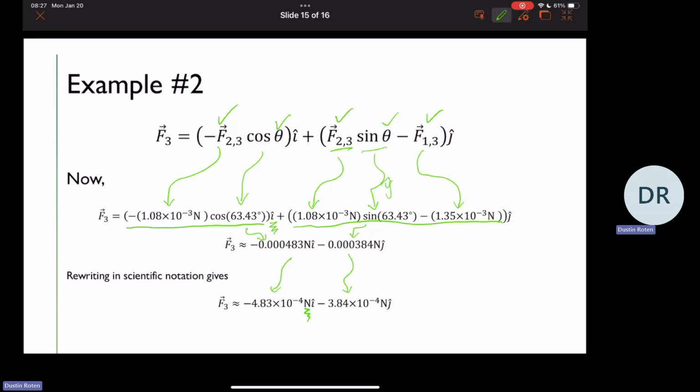Notice it's negative. That makes sense. We want it to be negative. And then we also have negative 3.84 times 10 to the negative fourth newtons in the Y direction. This is also negative, and that is exactly what we wanted, because you'll remember the force we were after, F3, actually was in the negative X direction and in the negative Y direction. So having two negative values here totally makes sense.